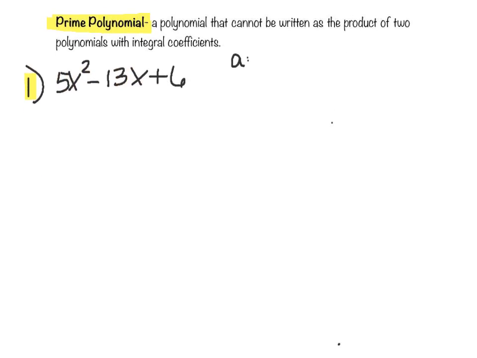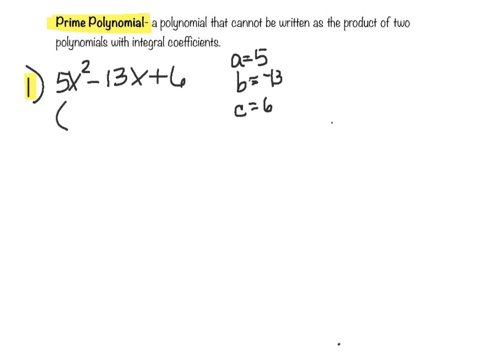A is equal to 5. B is equal to negative 13. And C is equal to positive 6. Okay. All right, so I can't use GCF. I can't use grouping. This is not where my leading coefficient is 1, so I have to use this make a mistake method.